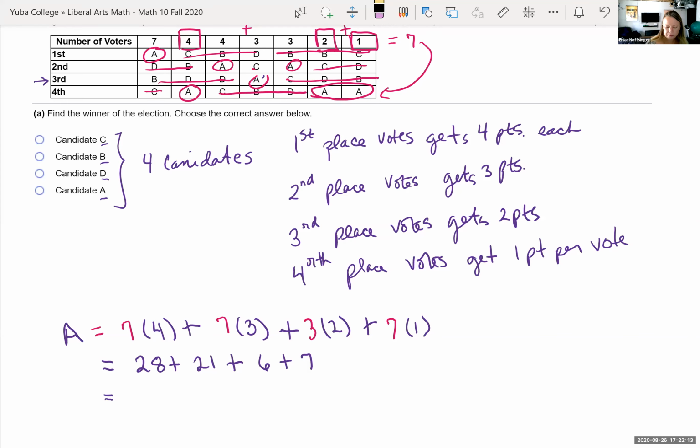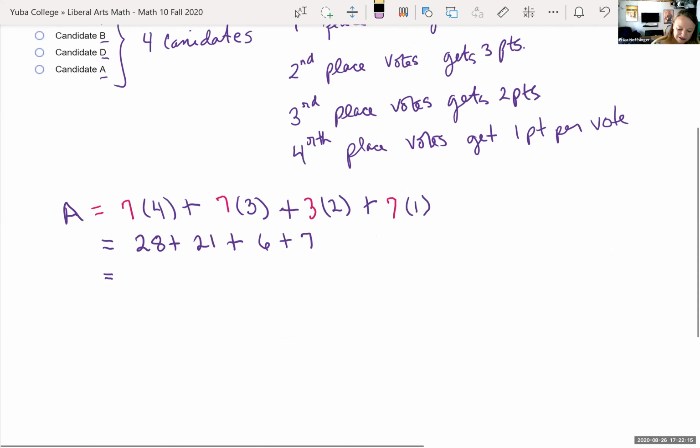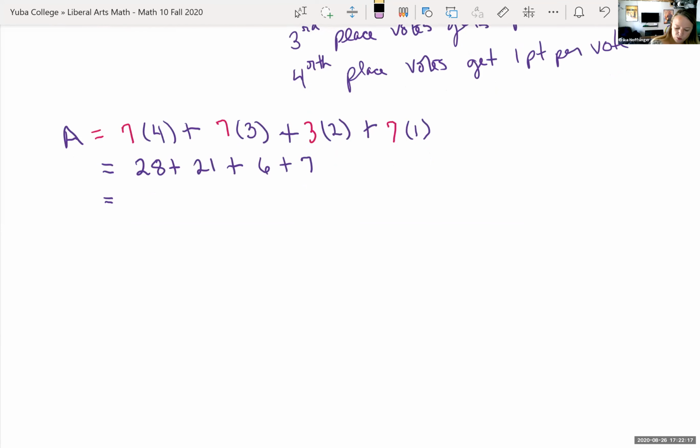So go through and add them. 28 plus 21, I'm just going to go left to right, is 49, plus 6 plus 7. 49 plus 6 is 55, and 55 plus 7 gives us 62.